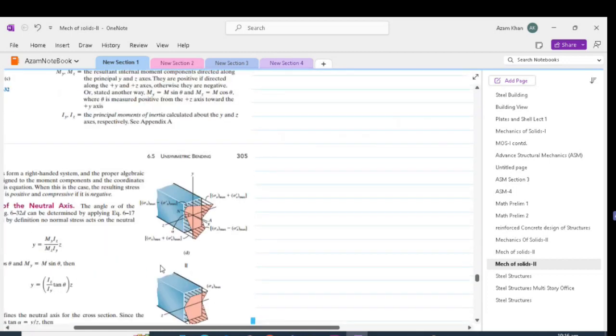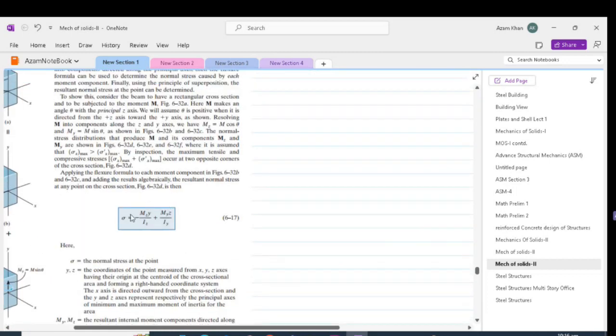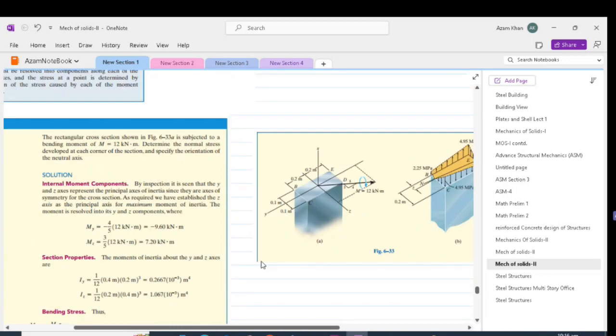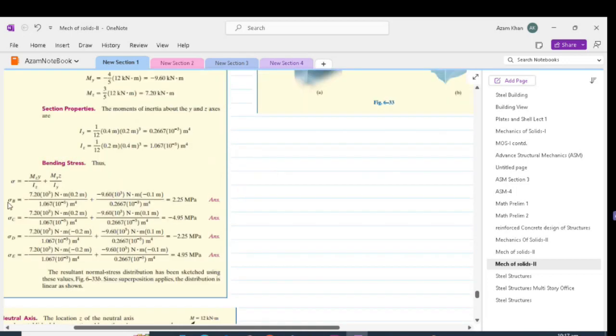Now, using the combined stress equation, we can determine the stresses at points B, C, D, and E. The stress at B is equal to 2.25 megapascal, at C is minus 4.95 megapascals, at D is minus 2.25 megapascals, and at E is equal to 4.95 megapascals.